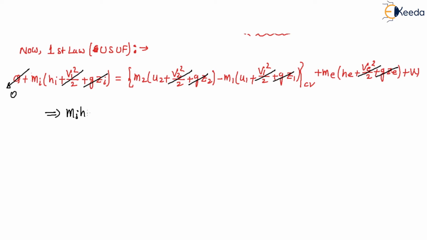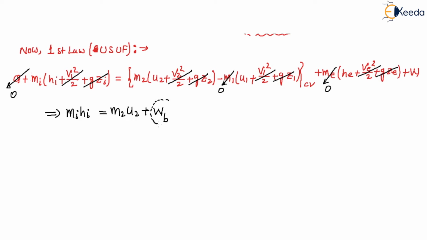Mi Hi is equal to M2 U2, but there is no M1 since initially evacuated, so this is 0, and there is a work. And what is this work? This is the boundary work which is developed by the system, so this is positive.